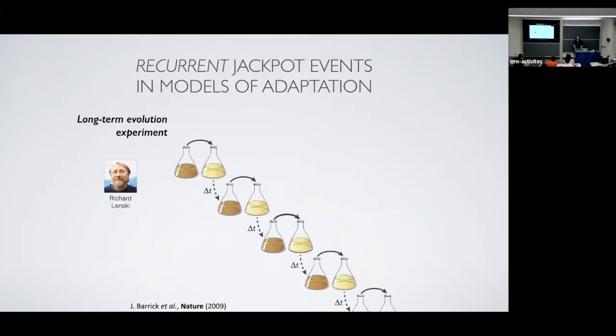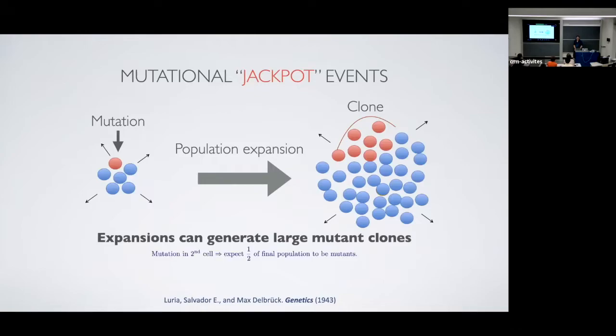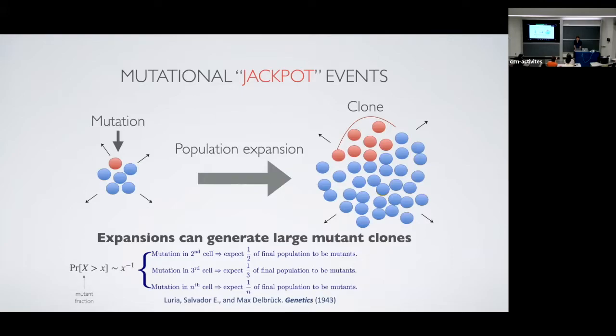Excuse me, Oskar. Yeah. Can I ask a question? Sure, absolutely. Why would the probability of having a mutation in the nth cell be 1/n?